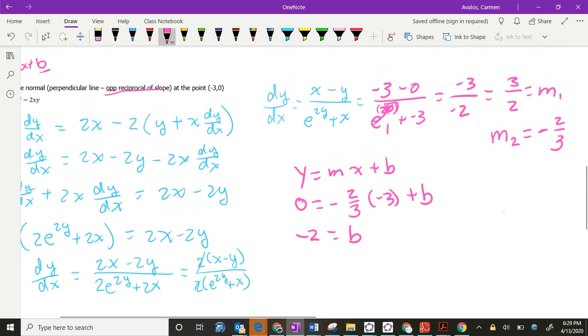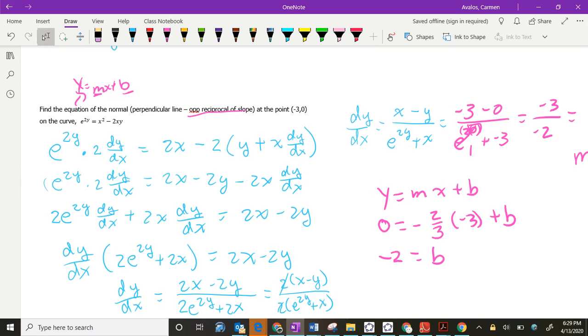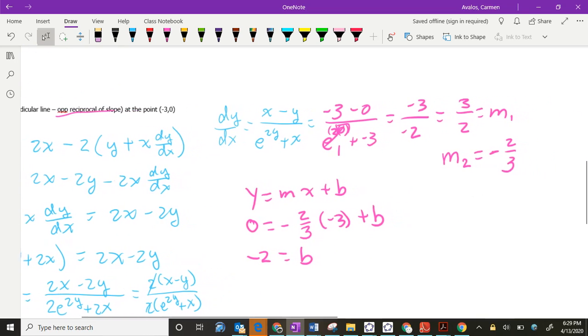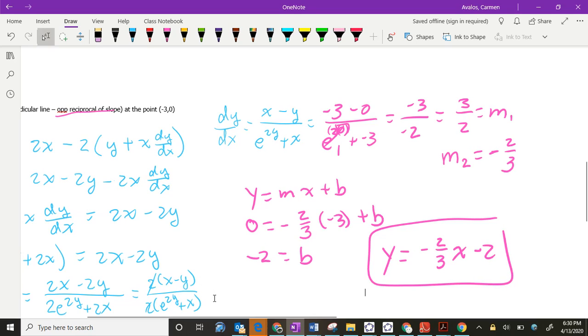And so now, since we're looking for the equation of the normal line, which is the perpendicular line, and we did that by doing the opposite reciprocal of this, the equation that we get is going to be y is equal to negative 2/3 x, and then minus 2. And that is what we're looking for. Okay, very good.